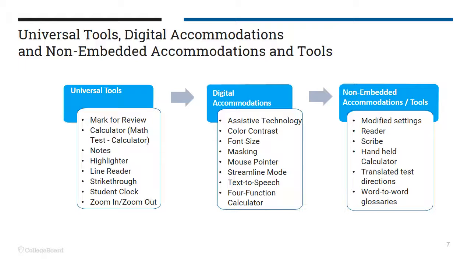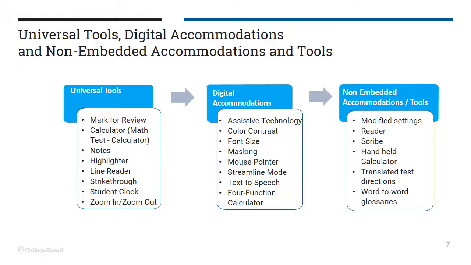Universal tools, digital accommodations, and non-embedded accommodations and tools. The digital embedded accommodations are similar to the accommodations provided for the paper and pencil administration, but simply delivered through the testing platform. The universal tools and accommodations that are digitally delivered components of the AIR test delivery system include embedded universal tools, which are available to all students based on student preference and are provided as digitally delivered components of the AIR test delivery system.